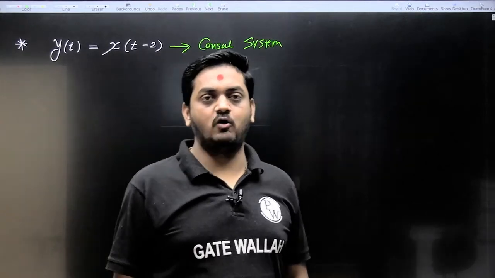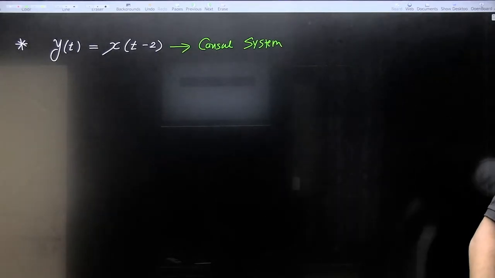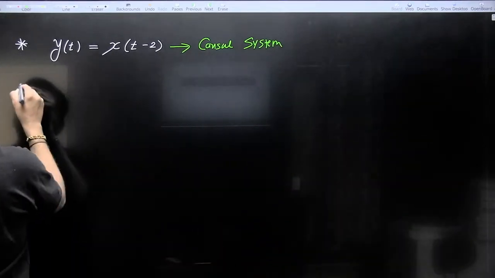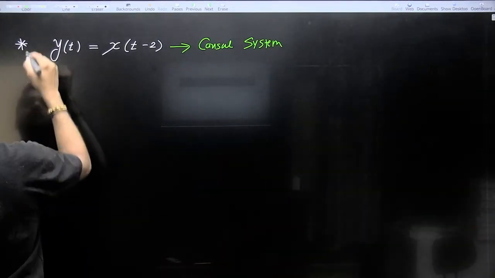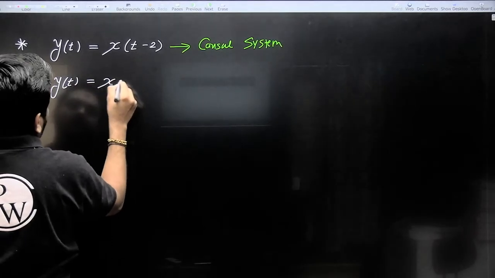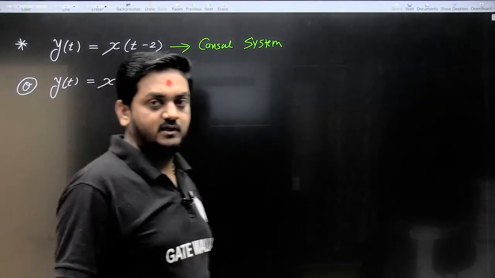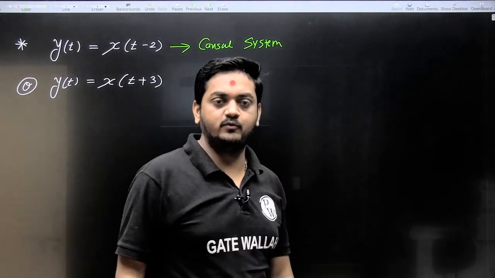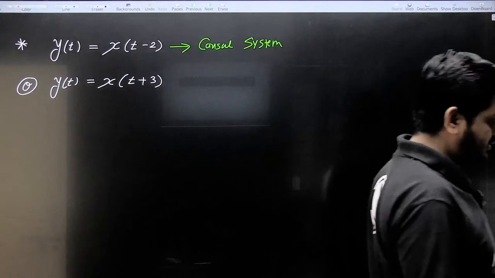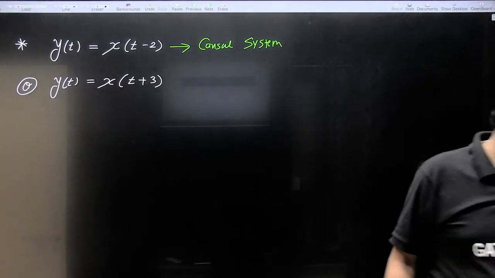But suppose a time advance operation is performed, then tell me, will it be causal or non-causal? Suppose we are given y of t equals x of t plus 3. So will it be causal or non-causal? x of t plus 3 is an advance, a left shift of the input signal. Tell me your answer in the comment box. Causal or non-causal?